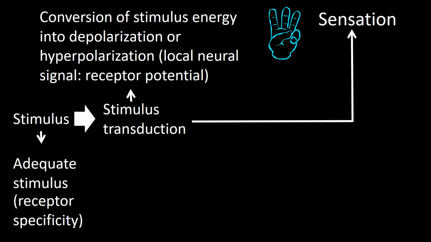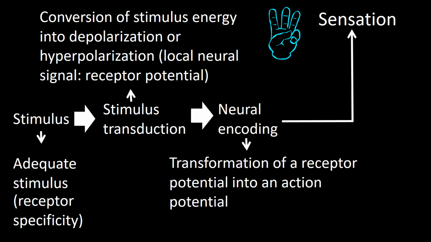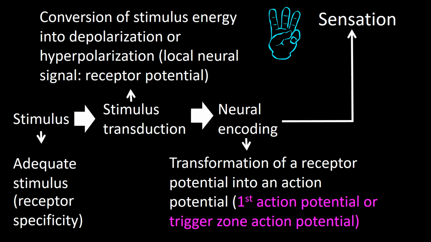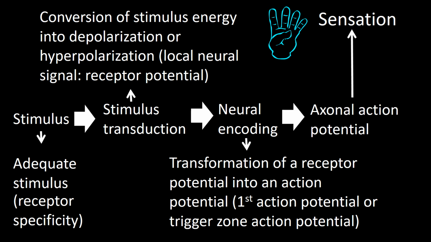The third requirement is neural encoding. Neural encoding consists of transformation of the energy in the receptor potential to an action potential. This process is labeled first action potential or trigger zone action potential. The fourth requirement is the generation of axon action potential.